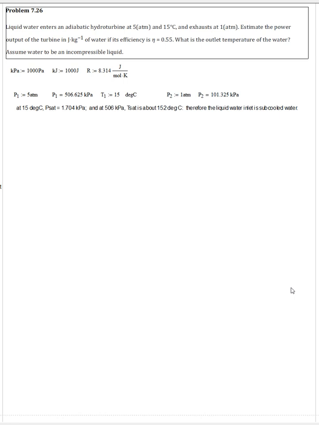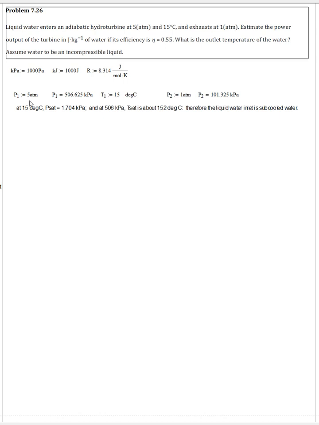Also, this would be an example of what might work in a hydroelectric plant, although this is at a much smaller scale. So anyway, we've got liquid water enters an adiabatic turbine at 5 atmospheres of pressure and 15 degrees C. It exhausts at 1 atmosphere of pressure. Estimate the power output of the turbine in joules per kilogram of water if its efficiency is 55%. And then they ask, what is the outlet temperature of the water? And assume the water to be an incompressible liquid.